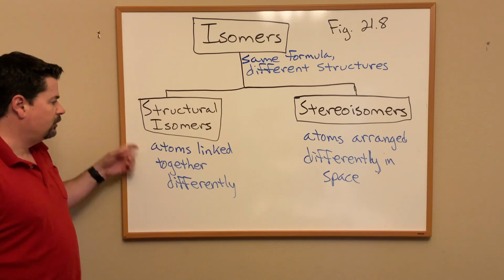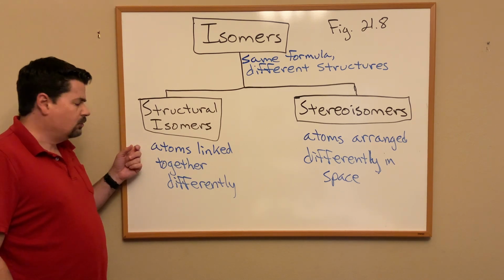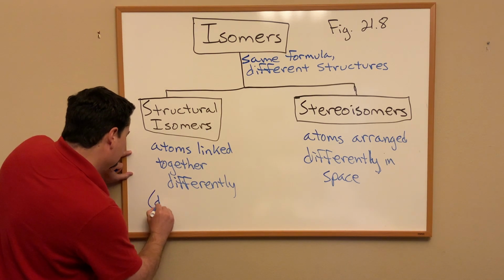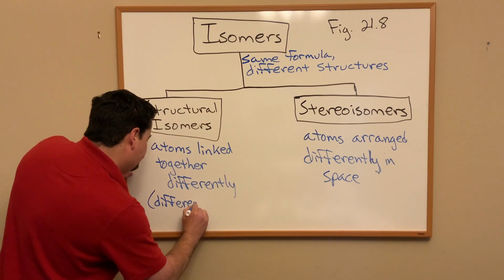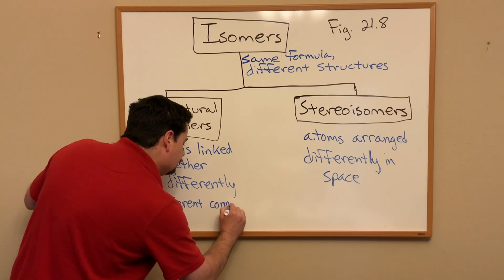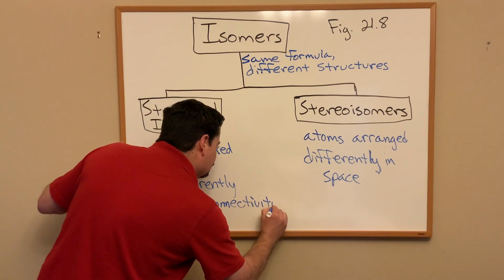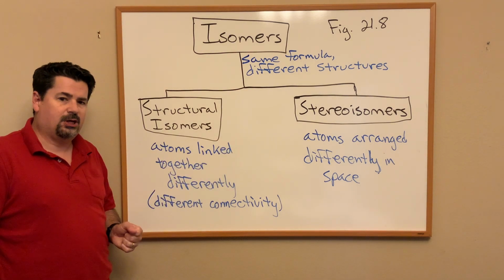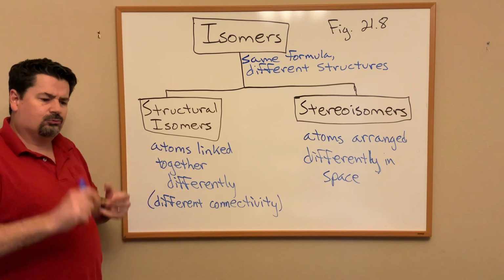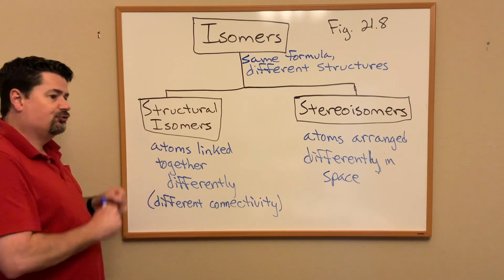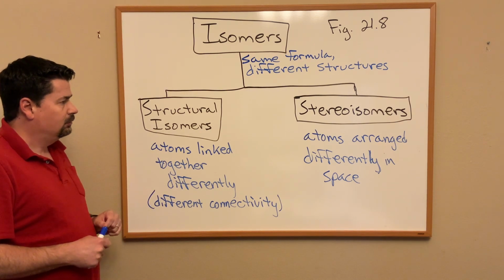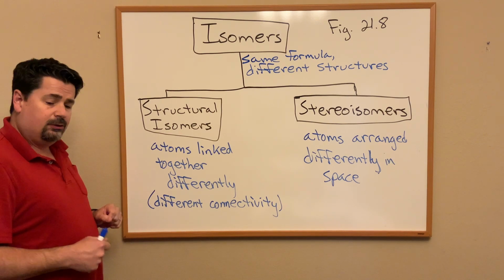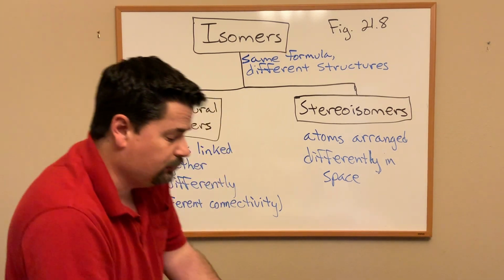Sometimes I say that structural isomers, instead of saying the atoms are linked together differently, I say they have different connectivity. So maybe I'll add that in here, different connectivity. And again, stereoisomers, we'll see we have a different arrangement in space. So again, you can refer to figure 21.8, and this is just the beginning of it. I'll pause here in case you want to pause and jot this down. All right, so let me erase and we'll continue.